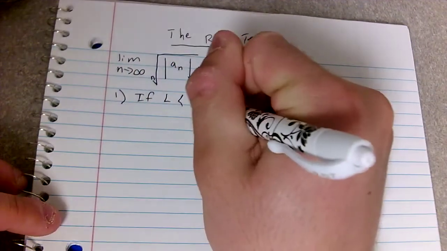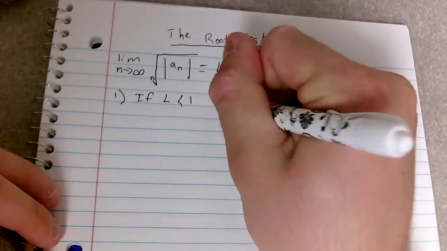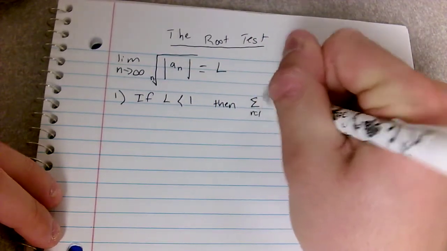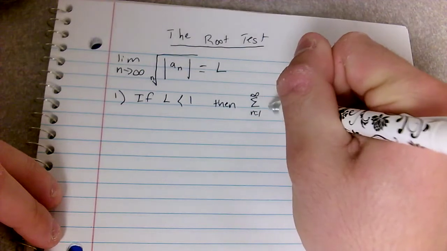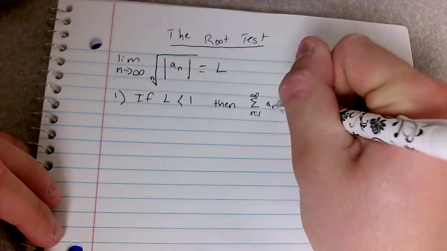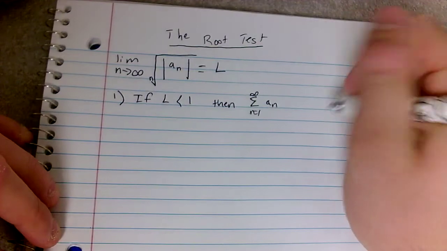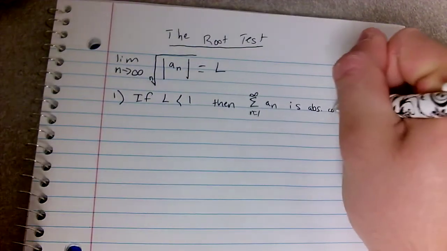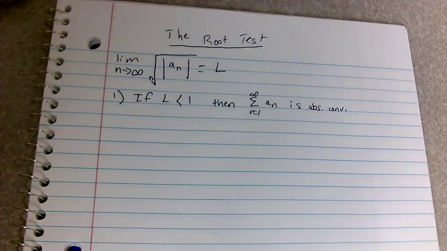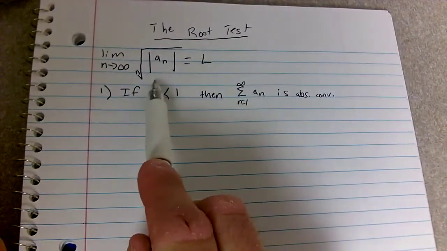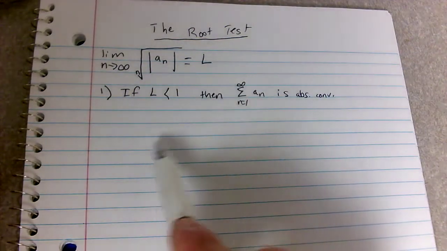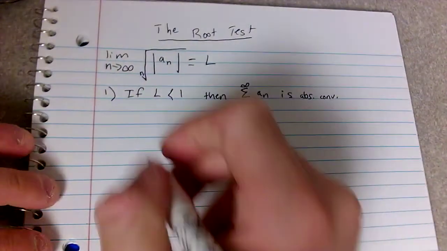Okay? So, if L is less than 1, then our series a sub n is absolutely convergent. And we can reach this conclusion if we do our algebra appropriately up here, take the limit as n approaches infinity, and the value that we get is less than 1, then it is absolutely convergent.